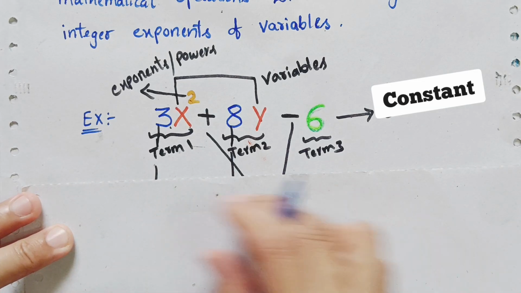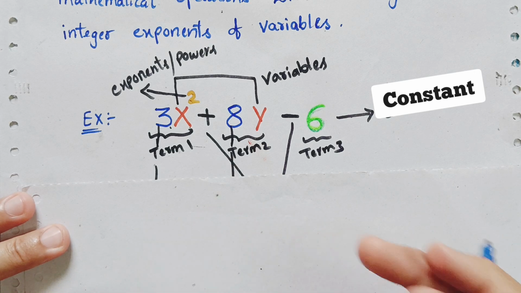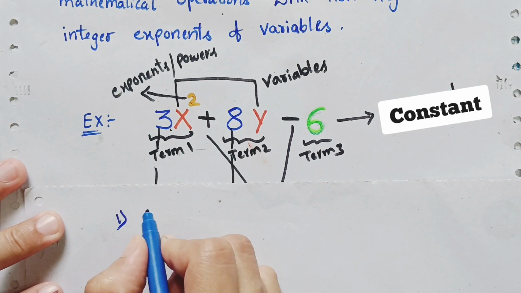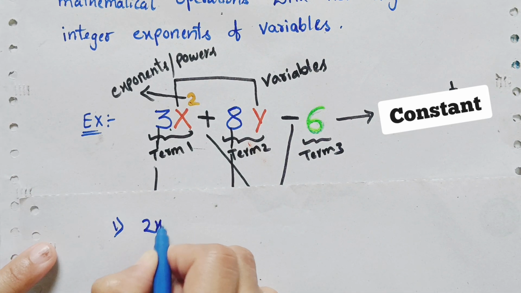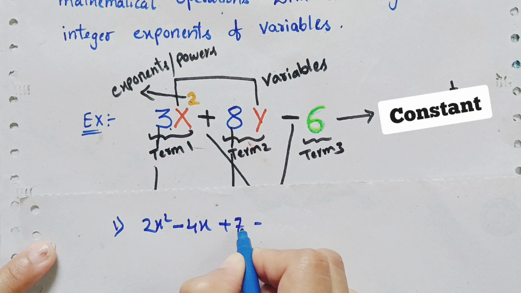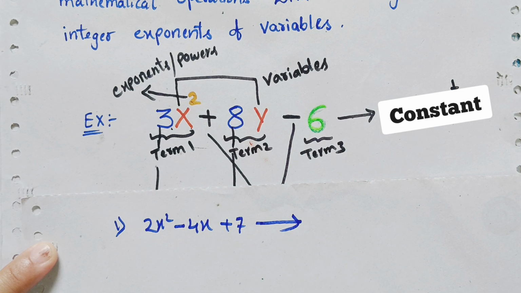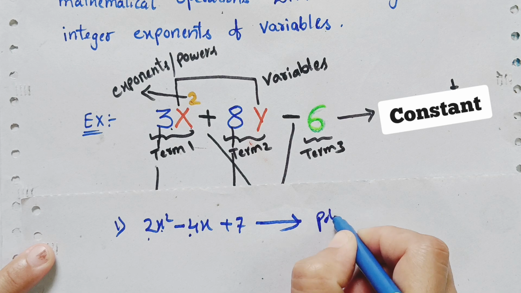Now I'll just mention some algebraic expressions here. You have to tell me, is this a polynomial or not? So first example I am taking: 2x square minus 4x plus 7. Is this a polynomial? Yes. It is an algebraic expression where we have the coefficients, the variables, the constant with mathematical operations, and the power is also positive here. That's why this is a polynomial.